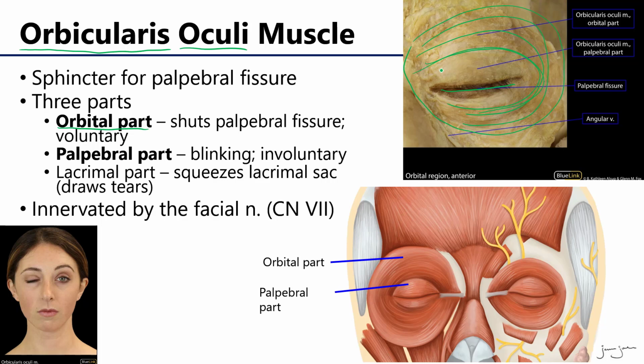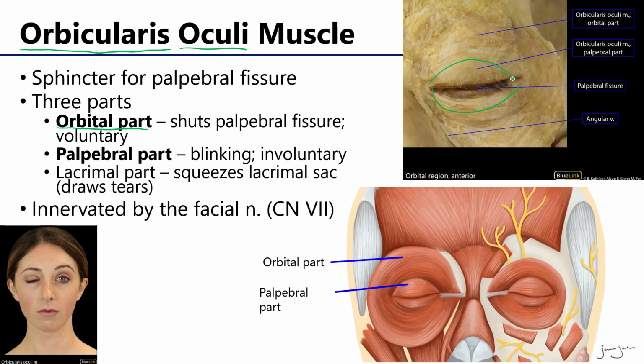The palpebral part is right upon the eyelids themselves. The palpebral part is responsible for the involuntary action of orbicularis oculi. That is blinking, so you don't have to think about that. Blinking serves an important function in moving meibum as well as tears across the surface of the bulbar conjunctiva to keep that surface nice and moist and lubricated.